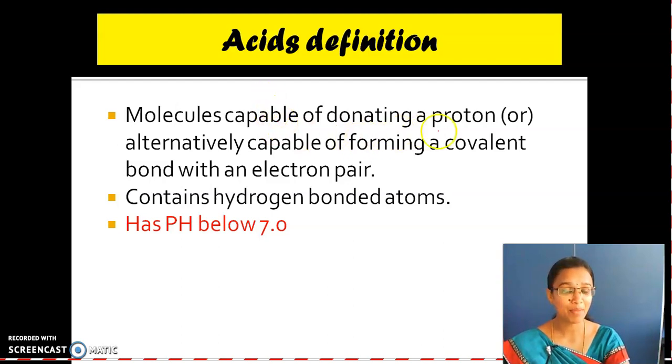Molecules capable of donating a proton. I said the proton is there in the center. If the molecule donates, that means it gives a proton, it is called an acid. Or it can form a covalent bond.